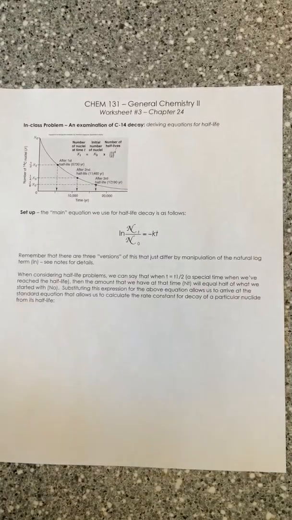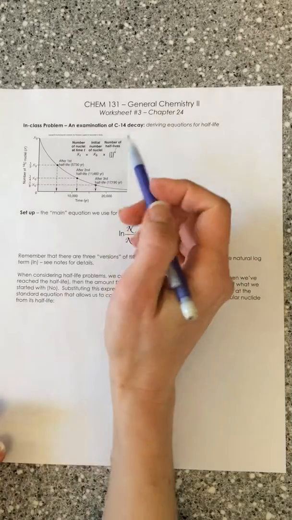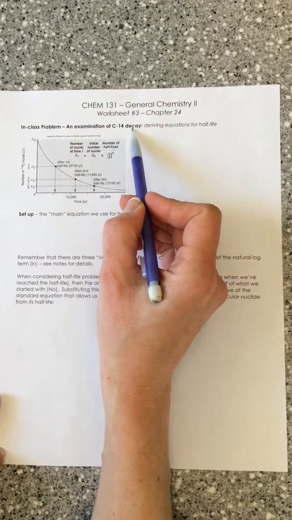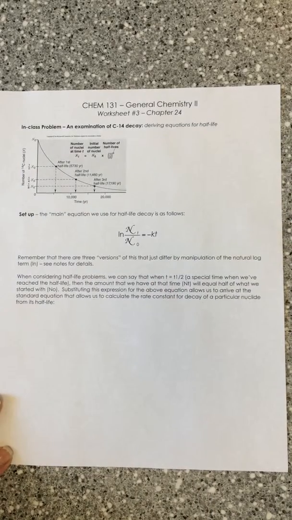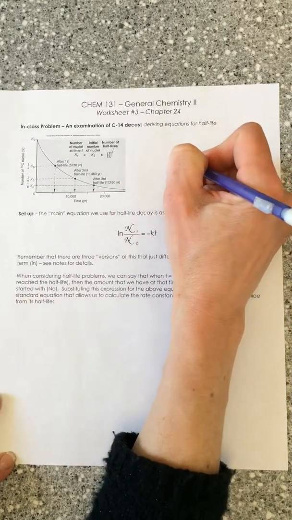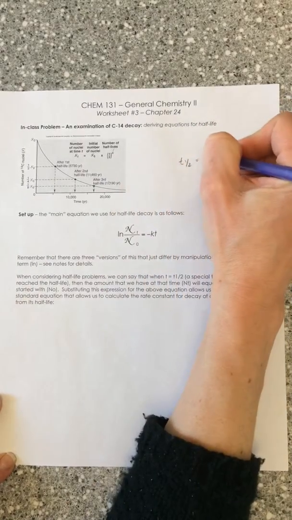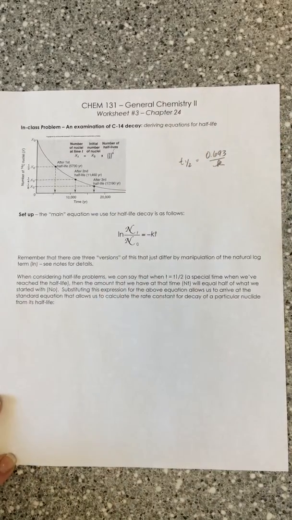Okay, this next problem is really just a problem that we worked out in class. It's not a specific sample problem, but through examination of carbon-14 decay and thinking about what it means when we undergo a half-life, we basically can derive one of the standard equations that we've used. And the standard equation that we're going to use is that the half-life is equal to 0.693 over k. But what I want to do is show you how we can actually derive that equation.